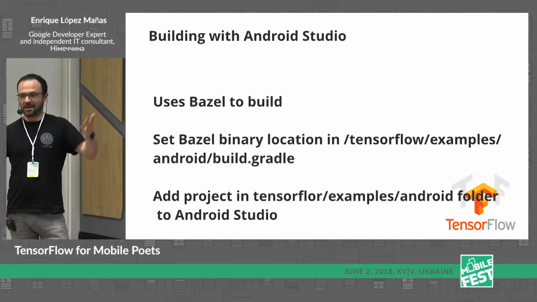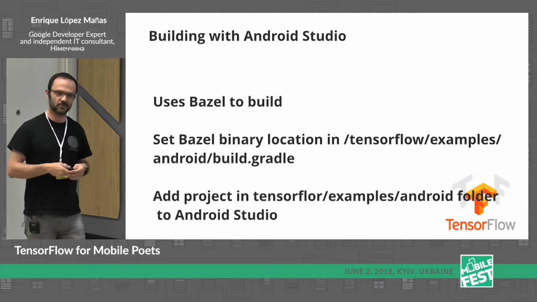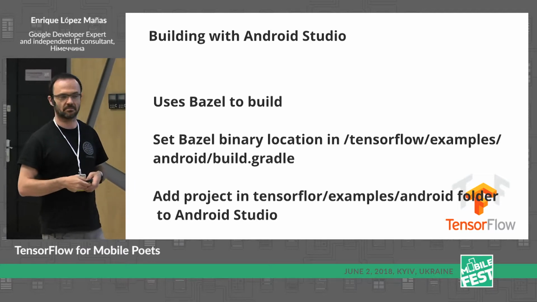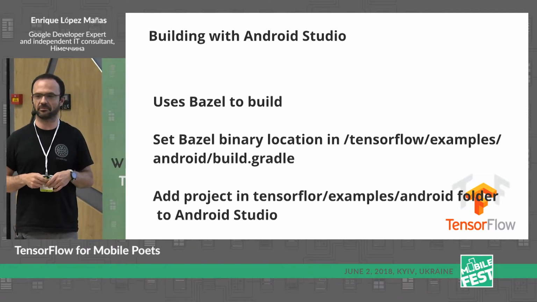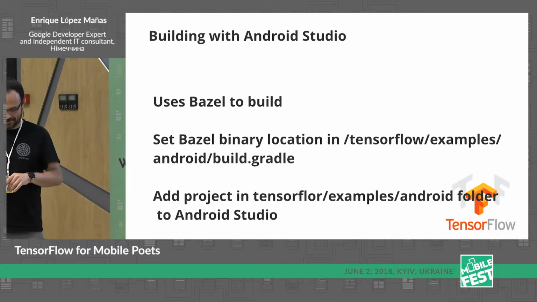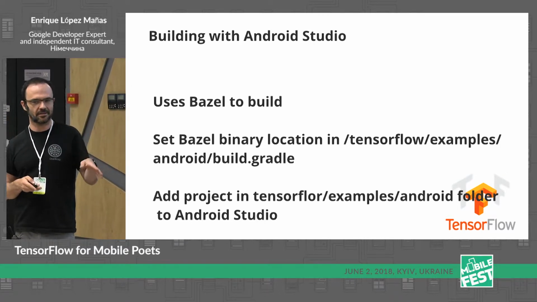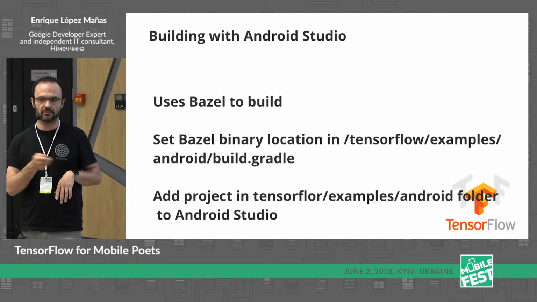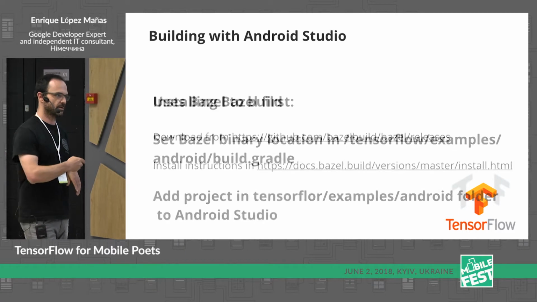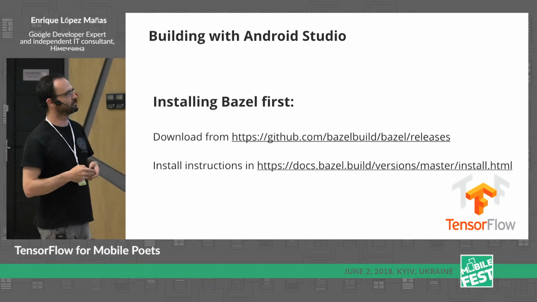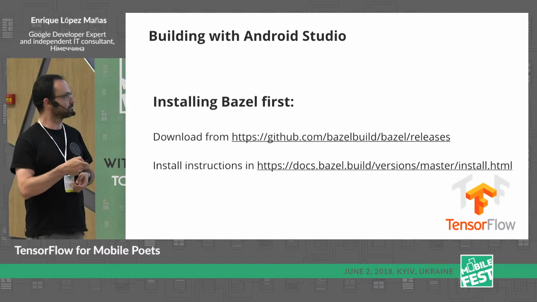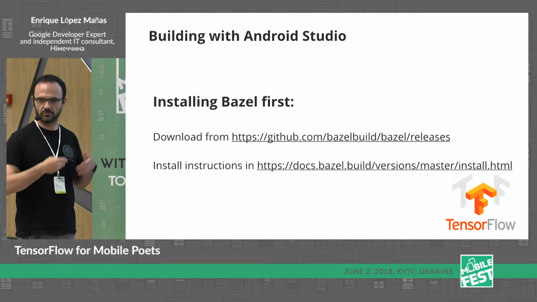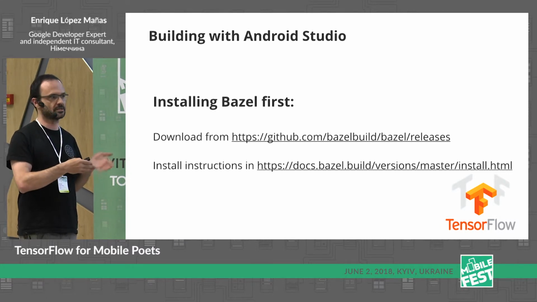Yeah, so I don't know why some person at Google decided it could be a very good idea to use Bazel to build TensorFlow for Android. So we need to use Bazel. In order to do that, we need to set the location in this path from here, add the project to Android Studio. You need to install Bazel first, downloading it from one of the repositories here. Install instructions. To point out the install instructions takes 10 seconds.